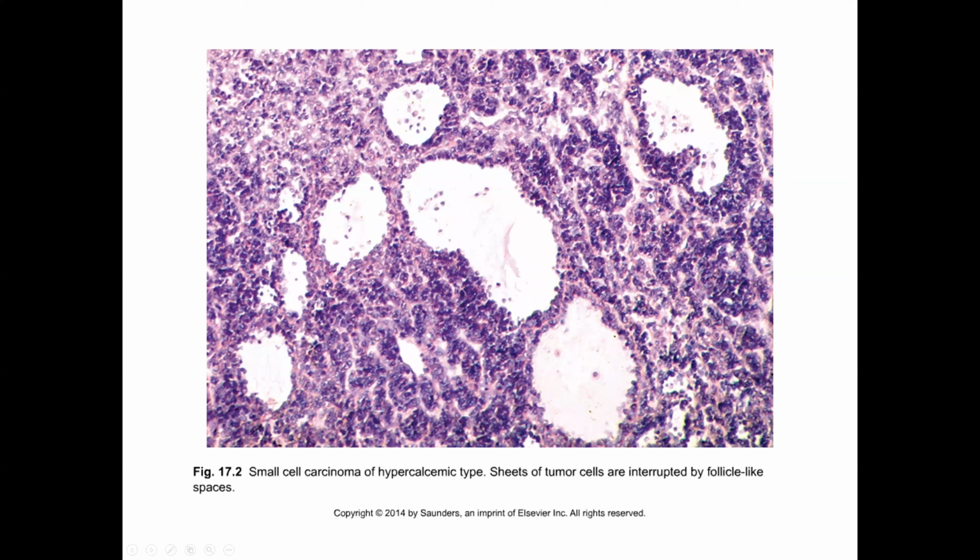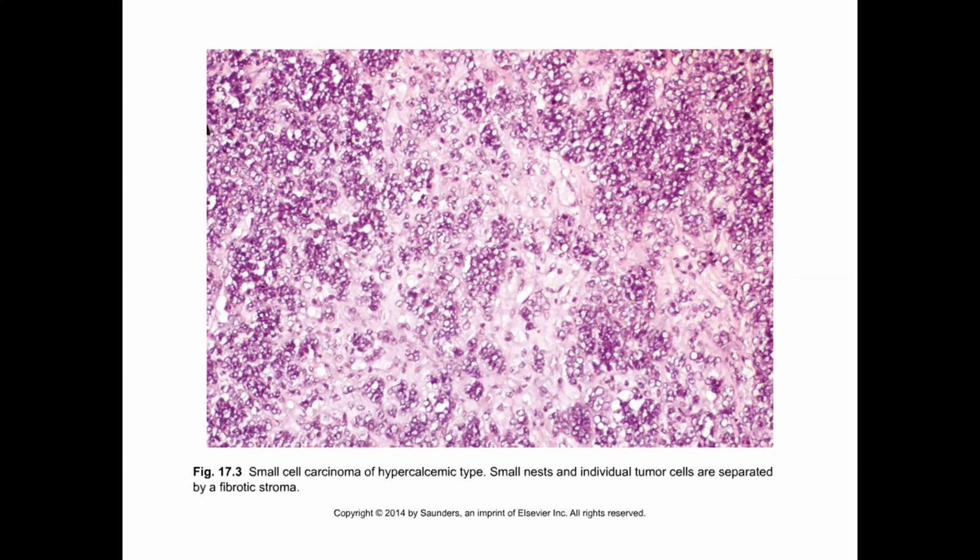And here's the microscopy. We see these follicular-like spaces, a very high-grade small cell malignancy in between the follicle-like spaces. And so this does have some resemblance to granulosa cell tumor, but generally would have a much higher mitotic rate. And then if you, of course, have hypercalcemia, that helps to cement the diagnosis.